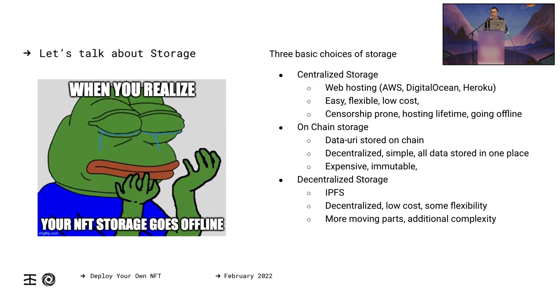The best option, in my opinion, is decentralized storage, something like IPFS, right? It keeps your on-chain storage down so that you're only saving a URL. It's decentralized and has content ID, so you know it's immutable and it's not going to change. And while there's some additional moving parts, like you have to find an IPFS provider or host a node yourself, I think it's worth the additional complexity.